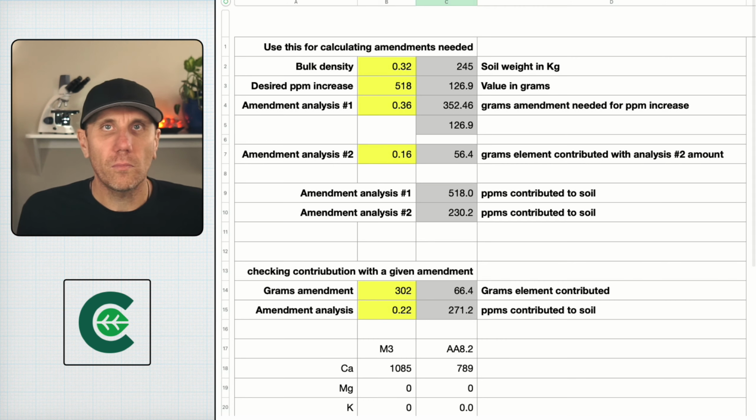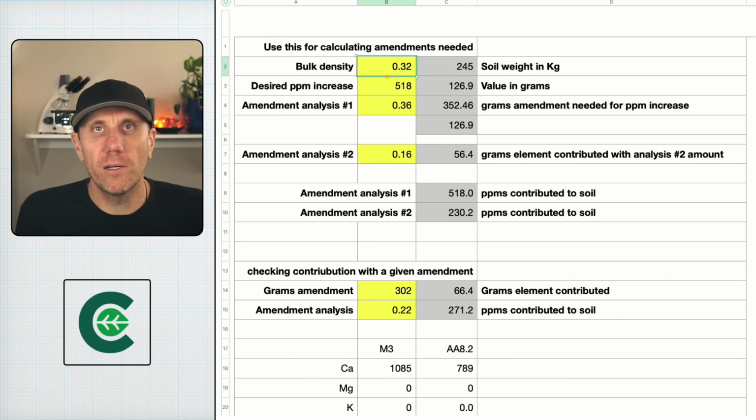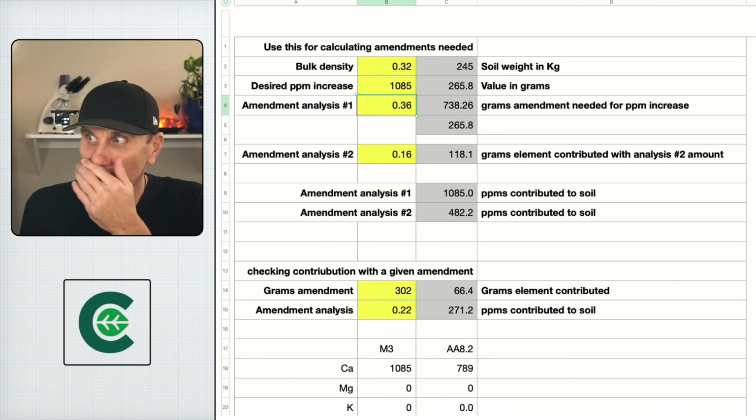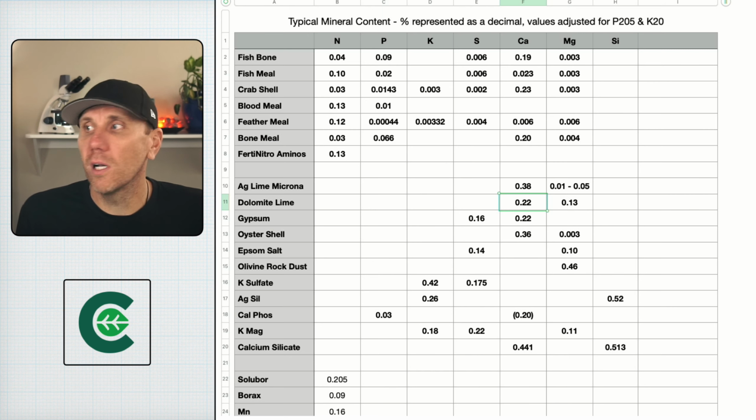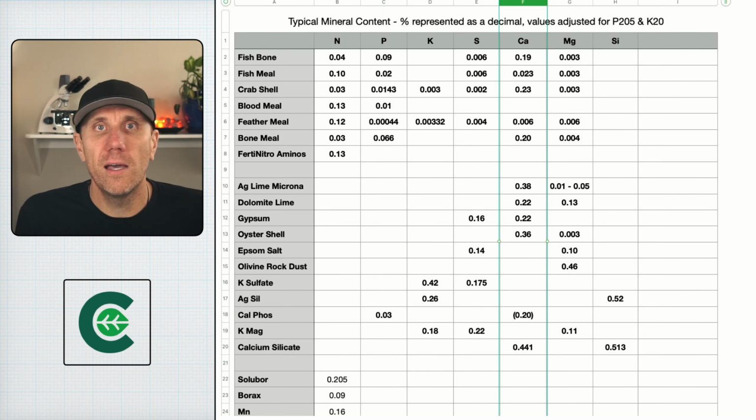Okay, so our bulk density on our Mehlich 3 test is 0.32, so we're always going to anchor our soil weight, because again, it's a weight by weight comparison. We're anchoring our soil weight with our bulk density of 0.32, which converts to a soil weight in kilograms per cubic yard of 245 kilograms. And we're looking to increase 1,085. So let's try 1,085. And let's go to our mineral content calculator for calcium. And we know we need soluble forms of calcium, so we can do this ag lime, which is micronized, or we can do gypsum. We're not going to do dolomite because that is magnesium, and it's just generally a bad choice.